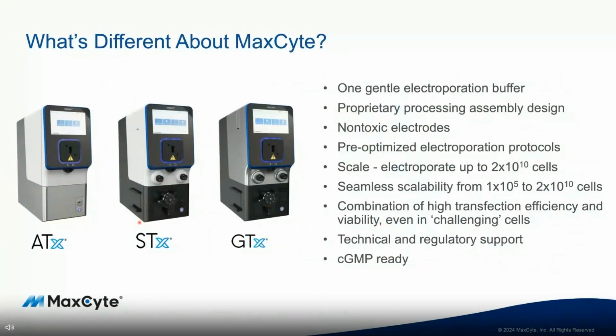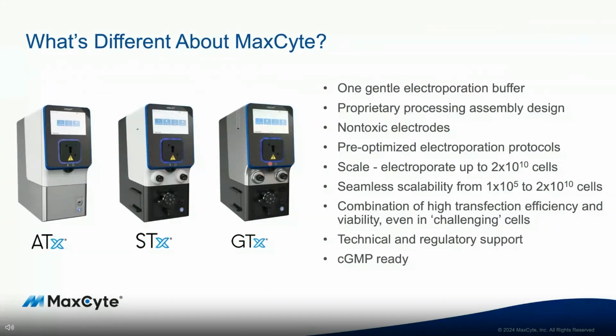So what's different about MaxCyte? You can see from our instruments on the left here, from the ATX to the GTX. The ATX is for basic research, but can still electroporate up to 700 million cells. The STX and GTX have a peristaltic pump, which can electroporate up to 20 billion cells. The STX is for bioproduction to produce proteins and viral vectors, whereas the GTX is our GMP compliant platform.